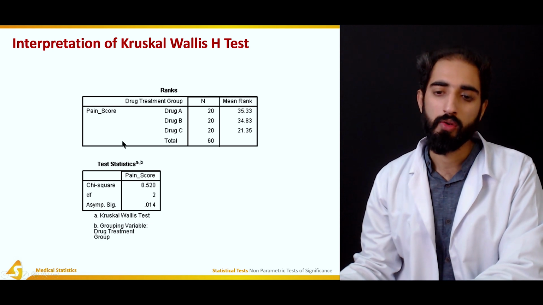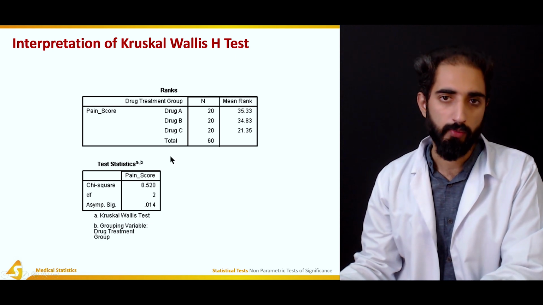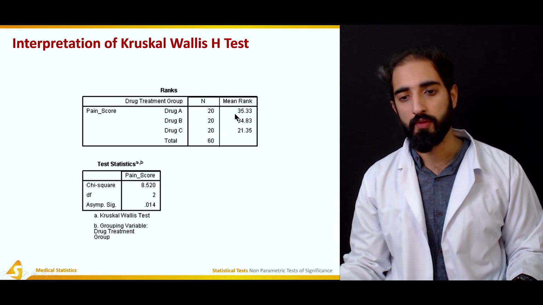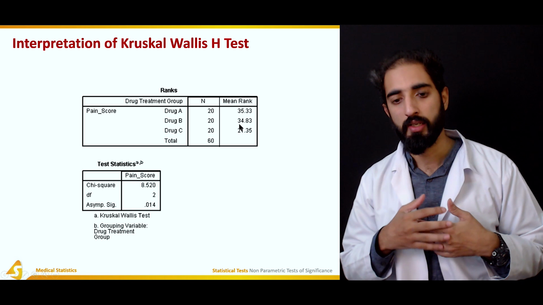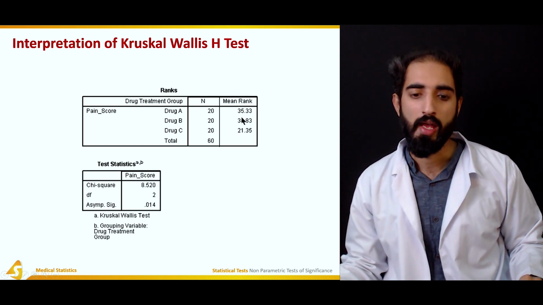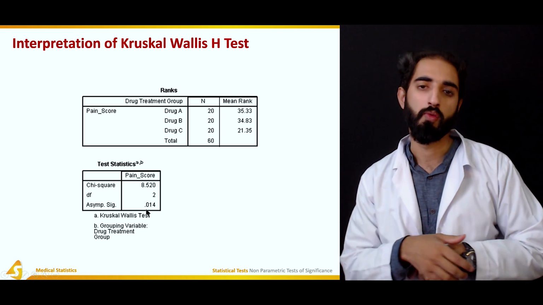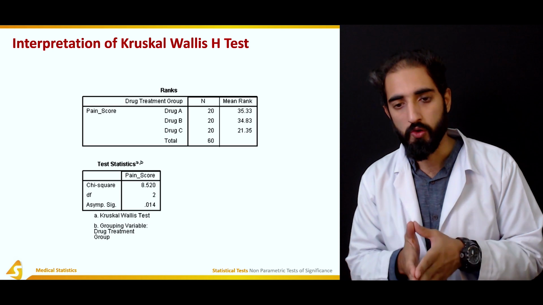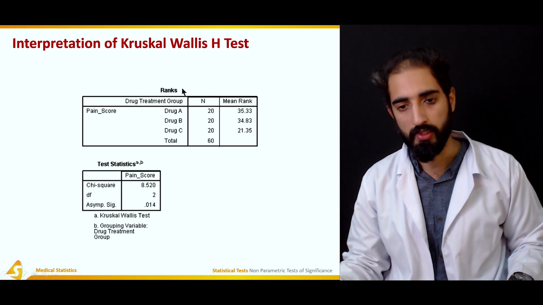So this is how the outcome window will give you the results for a Kruskal-Wallis test. So here we have the mean rank values on which the data is analyzed. So as we can see, there is a difference between them, and the p-value is 0.014, which is less than 0.05, which means that there's a significant difference between drug A, drug B, and drug C in this example.